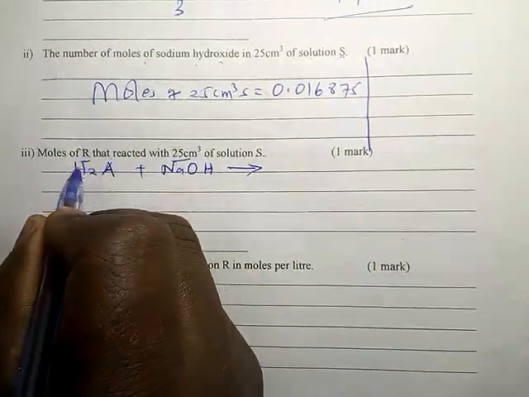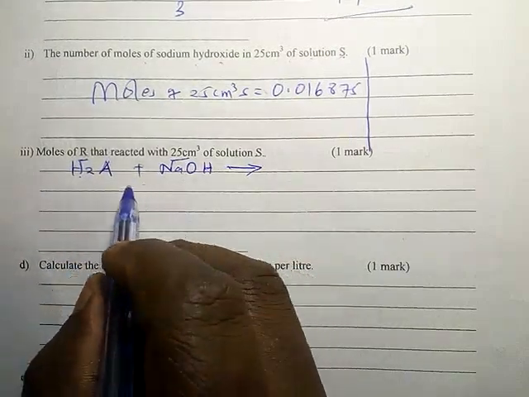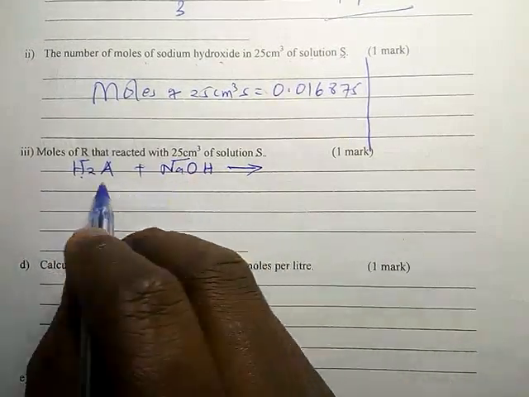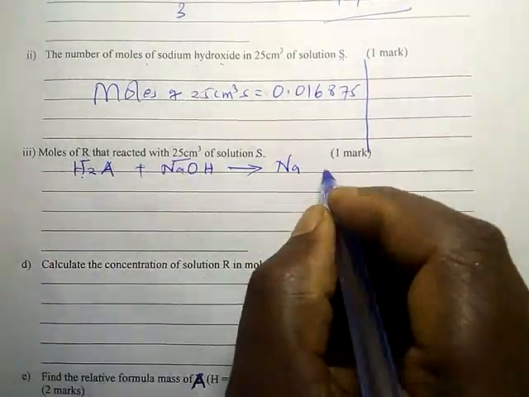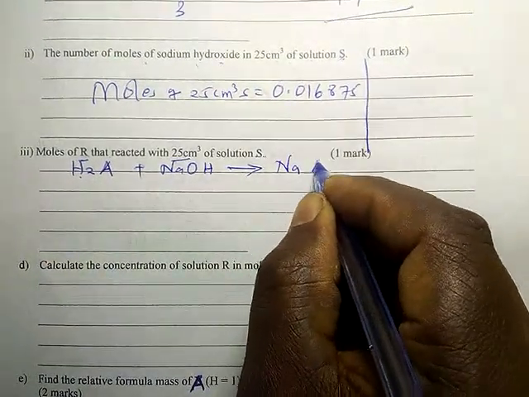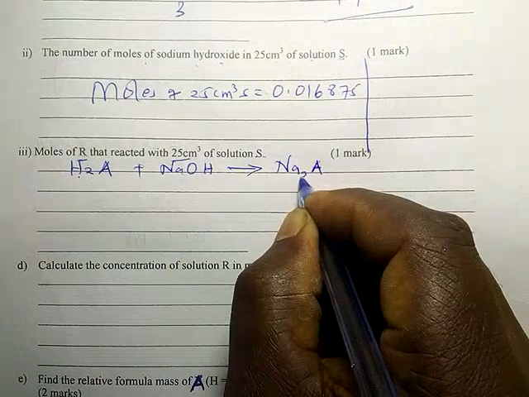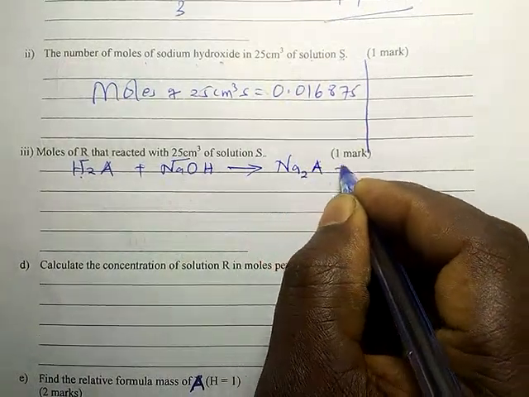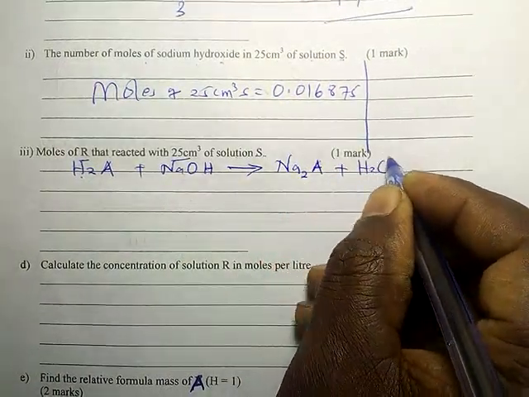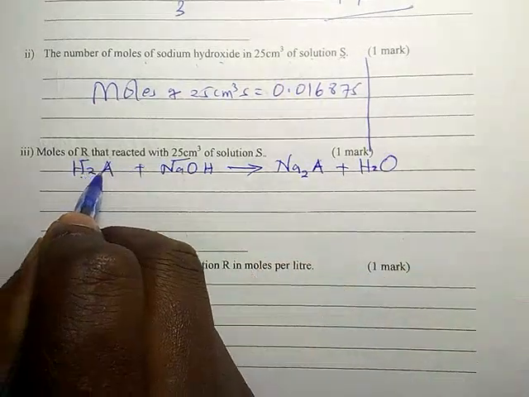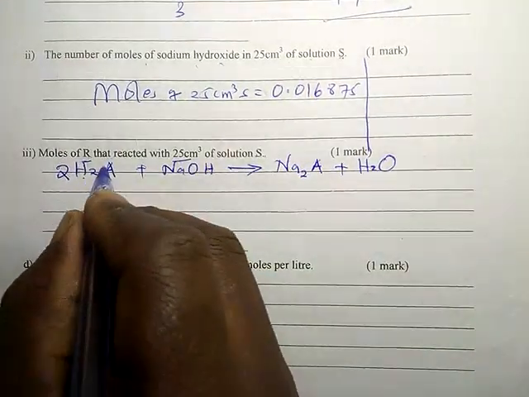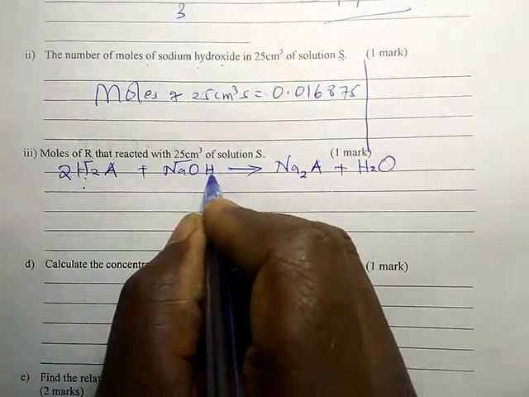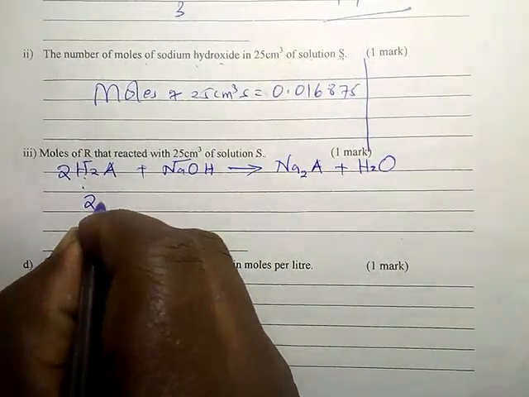So this is an acid like sulfuric acid. Remember the reaction between sulfuric acid, the way you write it. So we are going to form sodium and then A, and A we'll put a 2 here because it is dibasic, and then plus water. So we will balance the equation by putting 2 here. So now the dibasic acid and the sodium hydroxide will have a mole ratio of 2 to 1.